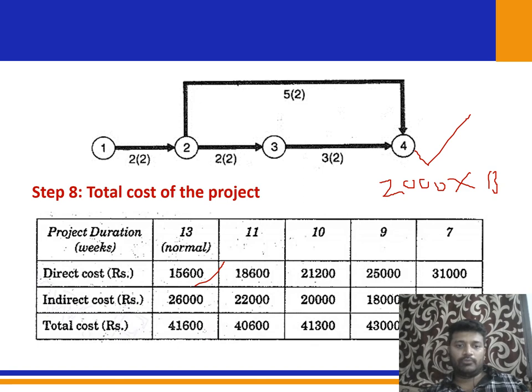Okay. So now you find the total cost. Total cost is the sum of direct and indirect cost. Okay. Sum of direct and indirect cost. When you sum up both these things, you will get total cost like 41,600, 41,300 and 43,000, so on. So when I found out the total cost of the project, now we need to see which is the optimum cost and optimum duration for the given project diagram.